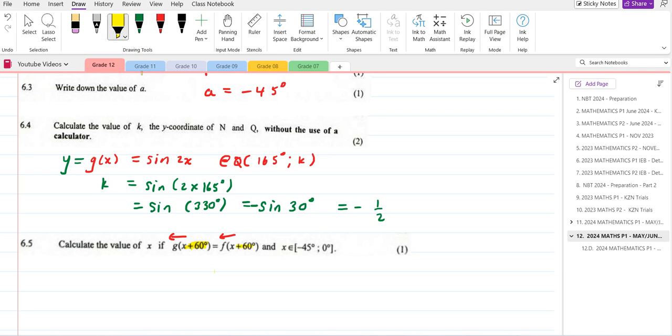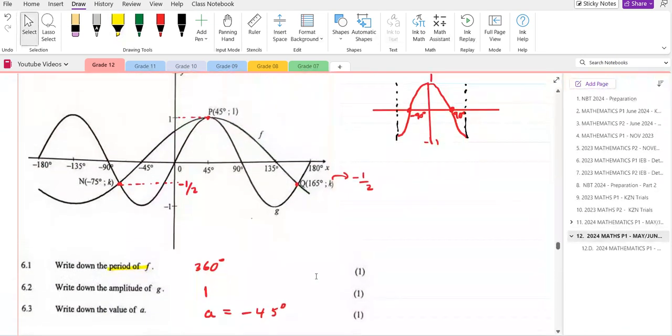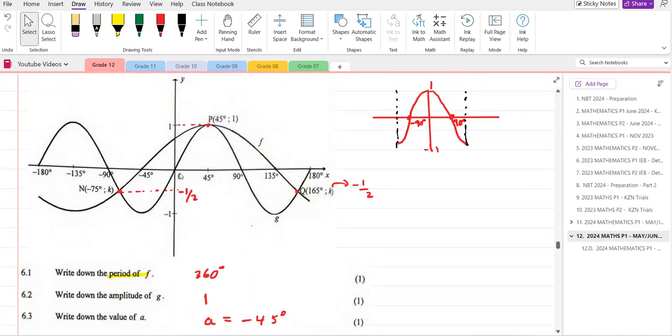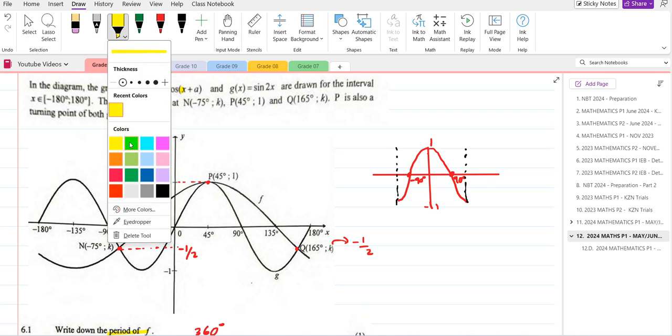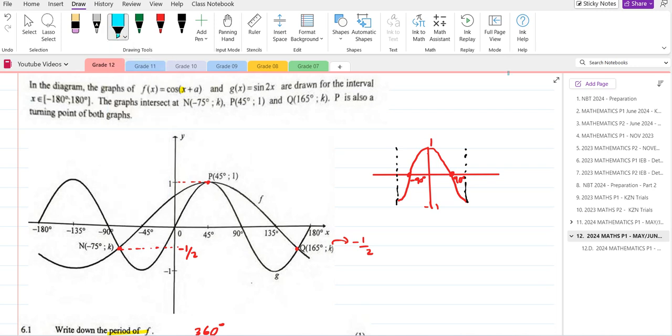G of x plus 60 equals f of x plus 60 between minus 45 and 0. So we're moving this entire graph 60 degrees to the left. And we want to find the points of intersection, so f of x equals g of x. We're moving this entire graph to the left, so that's going to go out of the interval. Now we're moving this point of intersection.